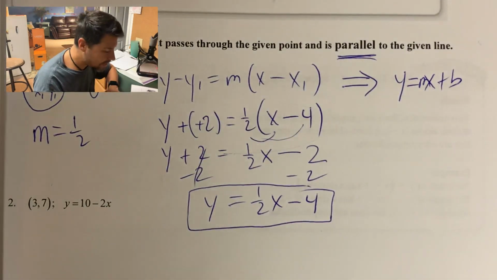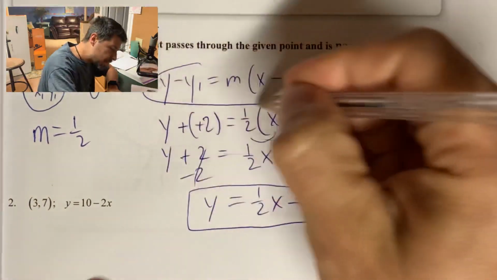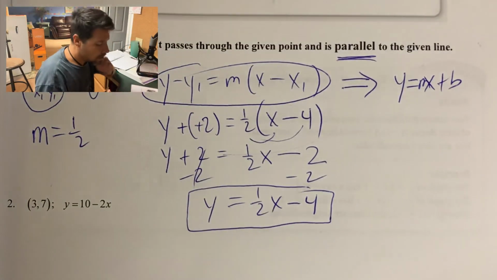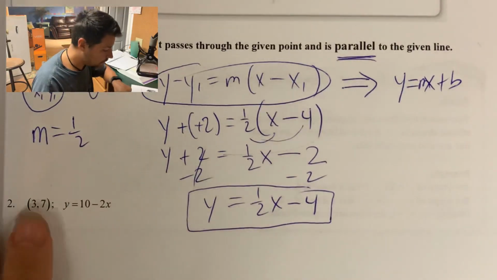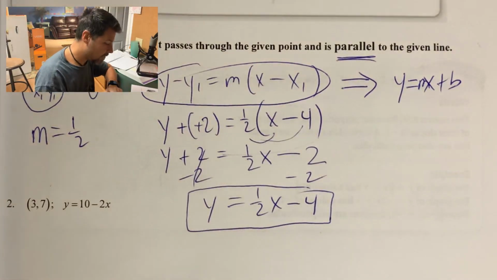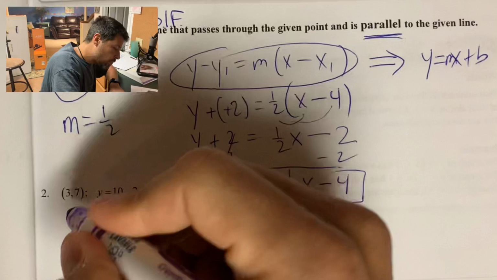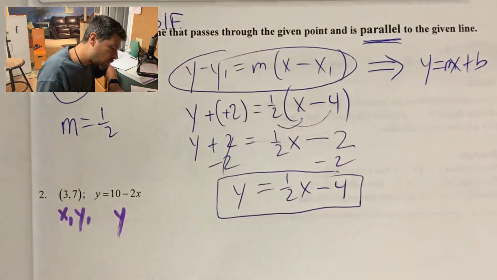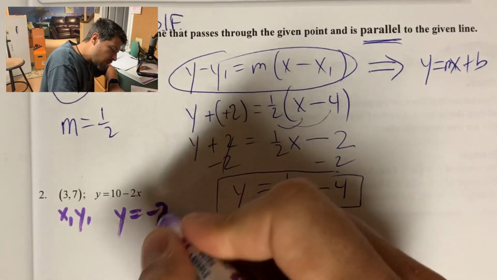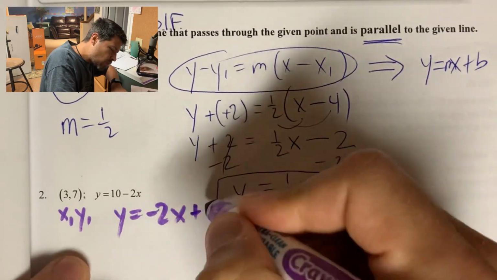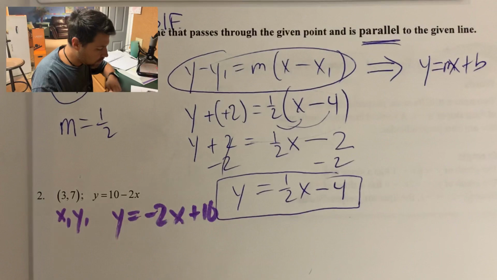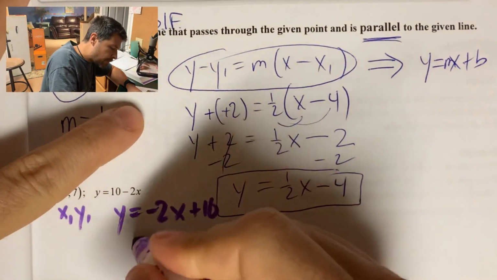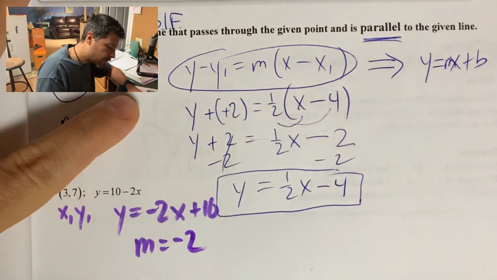The basic idea is the same: we still use point-slope form with the point that's given and the slope of the line that they gave us. They gave us an example, 3, 7. Let's call this x1, y1. My equation is y equals 10 minus 2x. If I were to rewrite this as -2x plus 10, wouldn't you agree that in y equals mx plus b form, my slope is going to be -2?